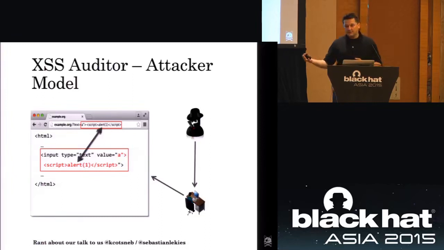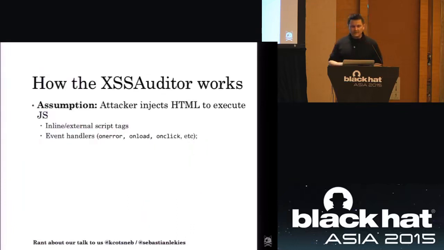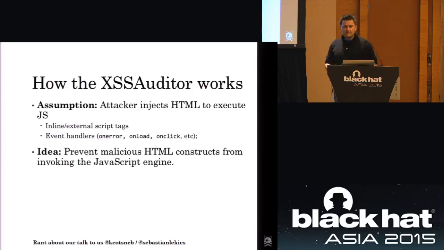And if it is in the request, it will block the JavaScript from executing, and thus the attack fails. And, well, the basic assumption of the auditor is that an attacker is always going to use HTML to trigger JavaScript execution. So that the attacker injects a script tag that invokes a JavaScript engine, or the attacker injects an event handler, something like onload or onerror, that again triggers some malicious JavaScript to be executed. And basically the idea of the auditor is to prevent these malicious HTML constructs from triggering the JavaScript engine.